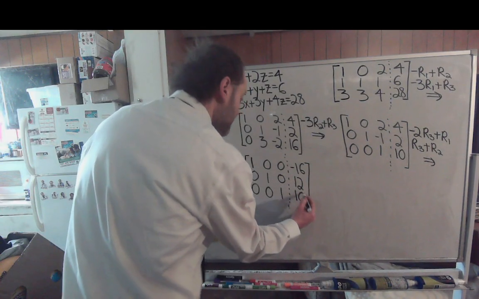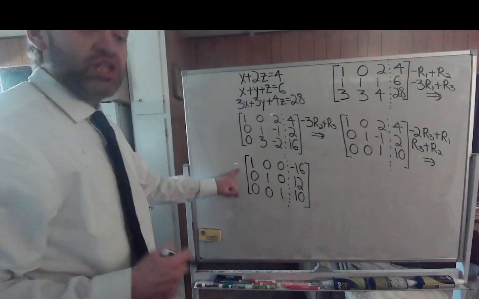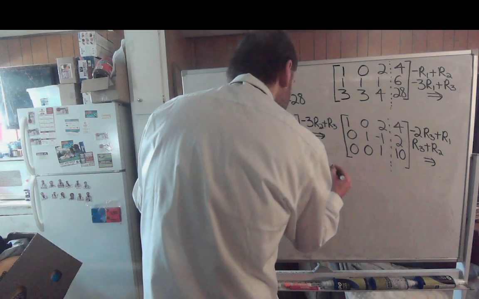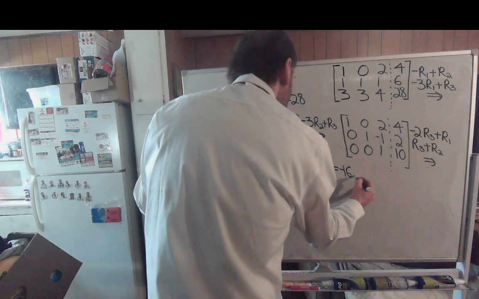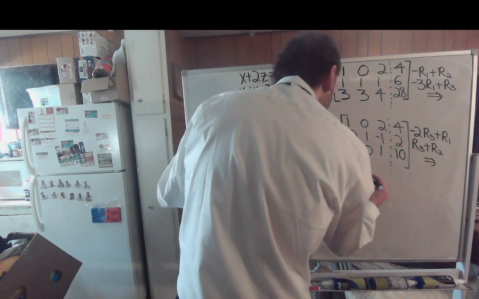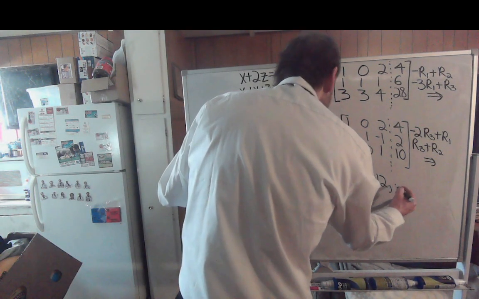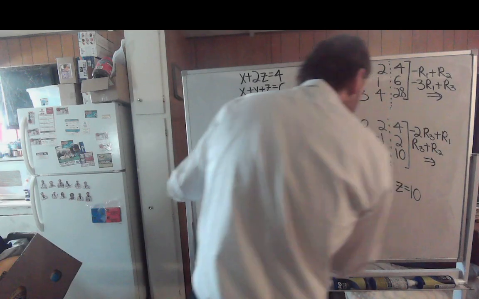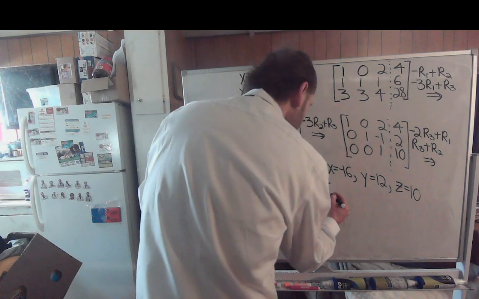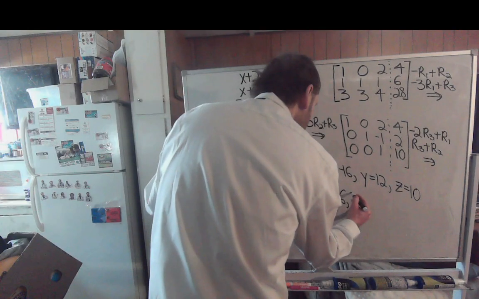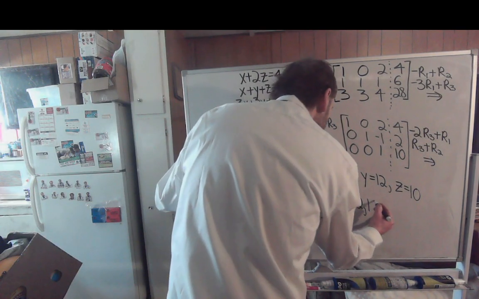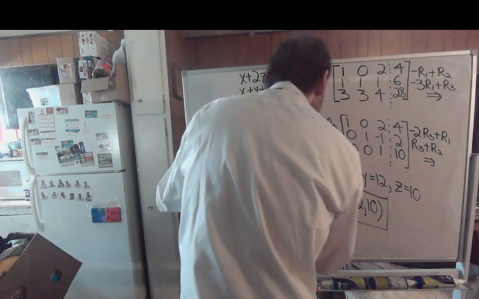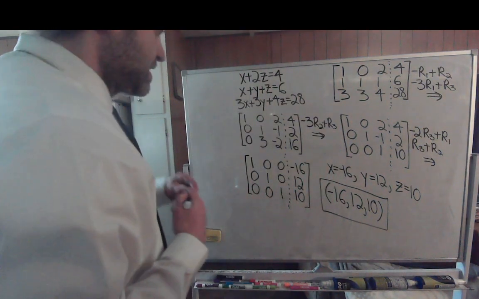And actually now this matrix is in reduced row echelon form, which gives us the value of x being negative 16, y would have a value of 12, and then z would have a value of 10. So therefore the ordered triple, that's the solution to this system, is negative 16, 12, and 10. And if you put those into any of the equations, they should check out.